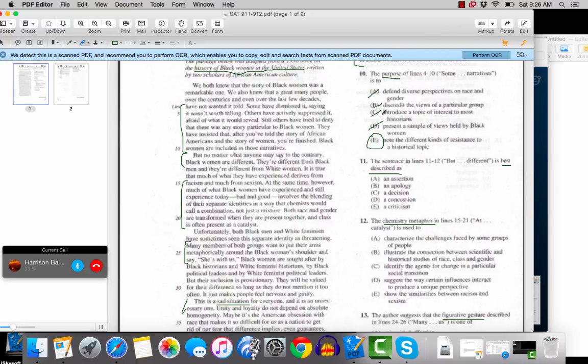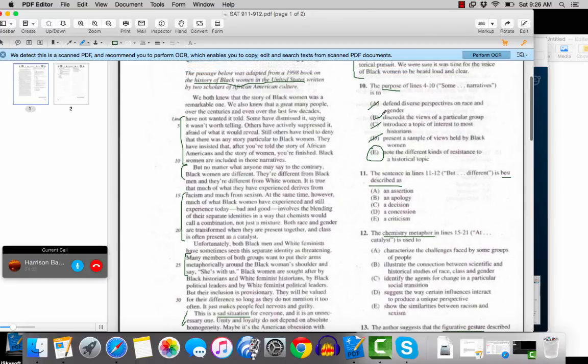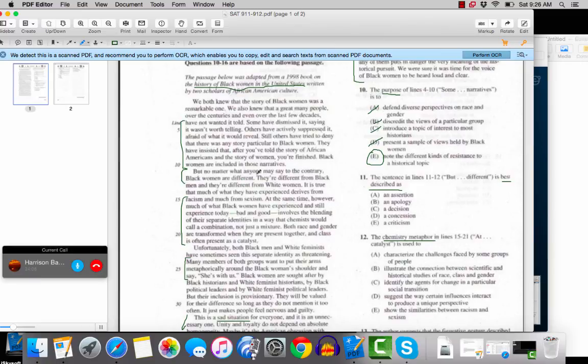Exactly. Now, what I might do in this situation is peek just to see how long the answer is. So let's just look to see how long the answer is. Okay, so it's just a couple words. Great. Okay, so now, what best describes lines 11 to 12? How would we describe this sentence?